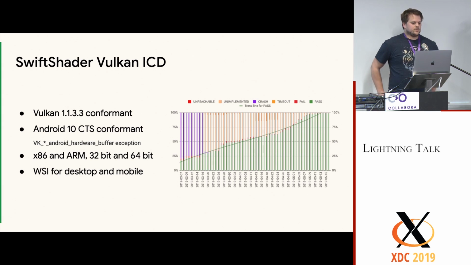So where do we stand today? We're fully Vulkan 1.1.3.3 conformant, ratified by Khronos. We're also Android 10 conformant. We support several CPU architectures, and we support the major desktop and mobile windowing systems.